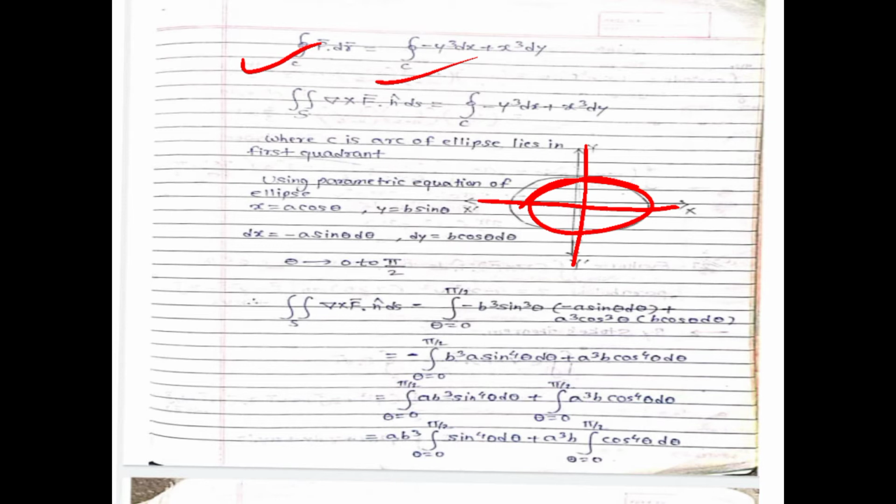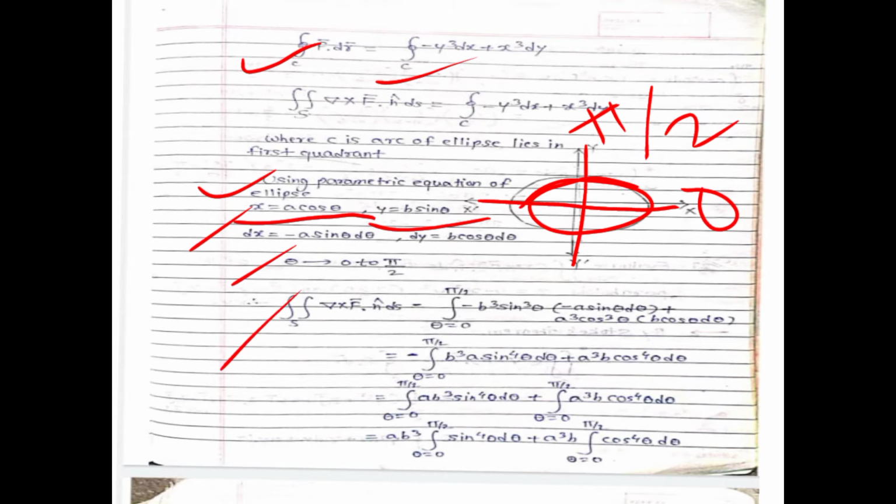Now we have to convert this Cartesian form using the parametric equation of the ellipse. We know that x equals a cos theta and y equals b sin theta. These are the equations of the ellipse. Similarly, if we differentiate, we get dx equals minus a sin theta d theta and dy equals b cos theta d theta. As the ellipse lies in the first quadrant, theta varies from 0 to pi by 2.